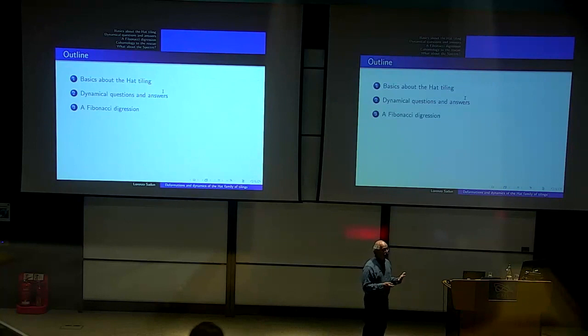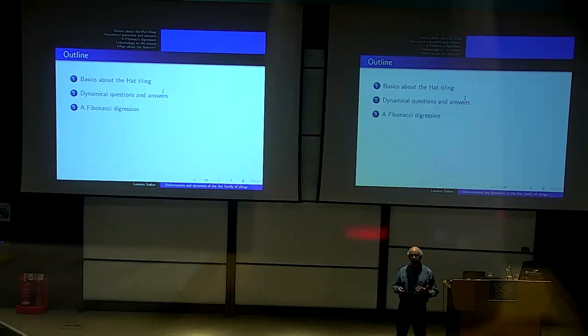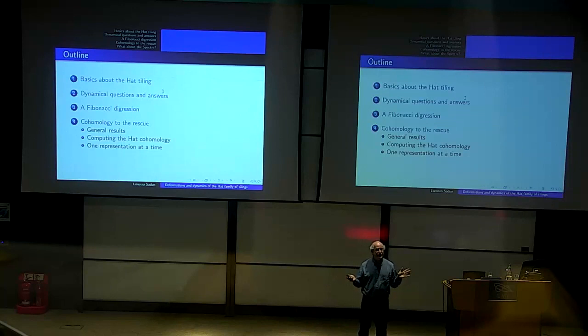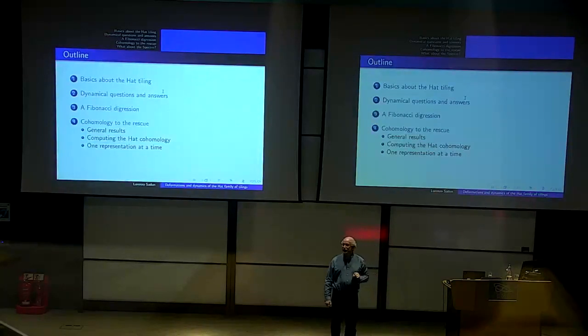And once we understand what happens with the Fibonacci tiling, then we can go back to the actual proof of the answer, and that's going to involve cohomology. And I claim that tiling cohomology is the best thing since sliced bread. Everybody should be using cohomology. Sir Roger mentioned cohomology as this fancy stuff that we weren't talking about. No, we're going to talk about cohomology.